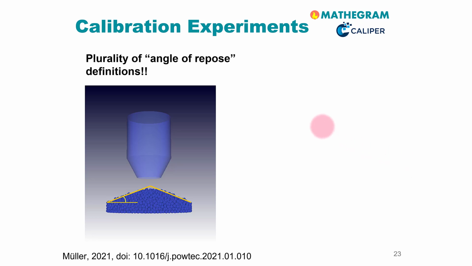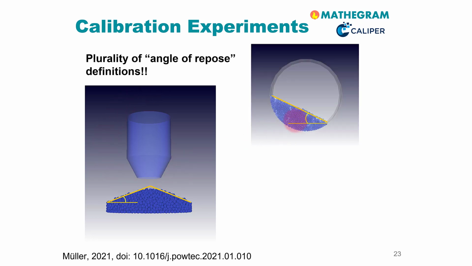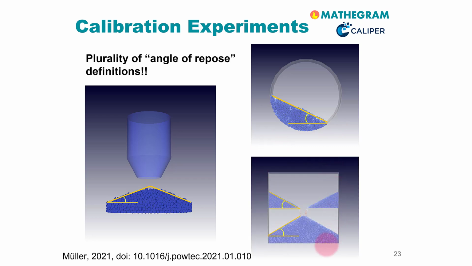Let us close the discussion of angle of repose with an important statement. A plurality of angle of repose definitions exist, so we have to be careful whether we consider an experiment where we discharge from a cylindrical container or where we have a rotating drum or another setup. For the same material, we can measure different angles of repose, and the important thing is simply to use the same measurement from the experiment and compare it with the analogous result that is calculated with the DEM simulation.